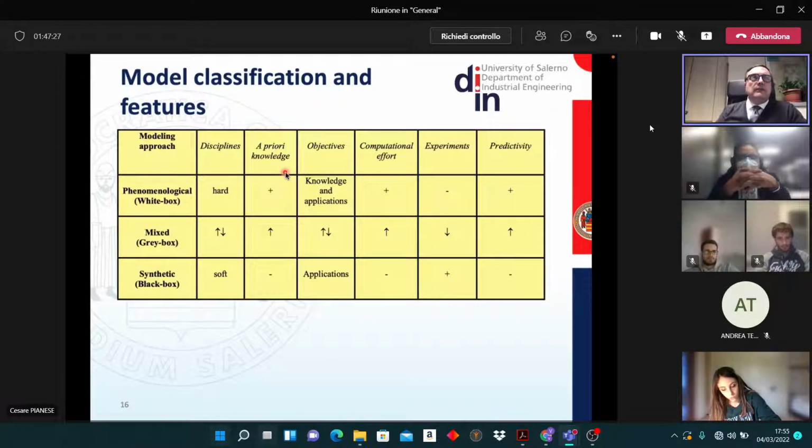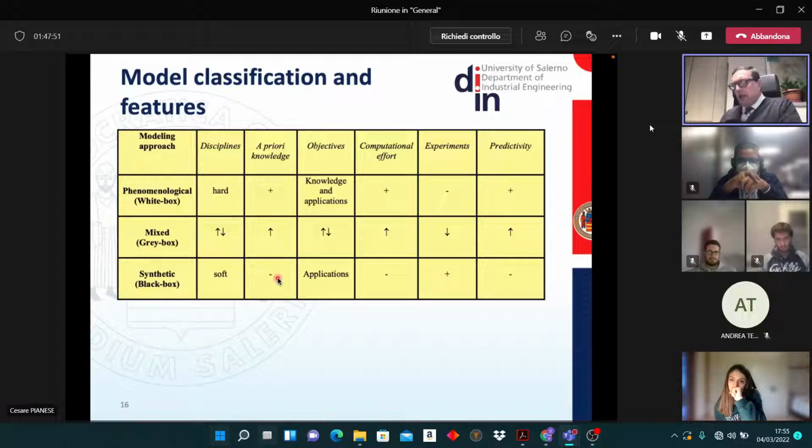About the features, in terms of a priori knowledge, we need a lot of a priori knowledge for phenomenological models, whereas for synthetic models, we don't need any understanding of the phenomenon. So this is more for computer science engineers, for electronic engineers. There are a lot of methodologies in order to use the data, to shape them mathematically, and then to obtain results.